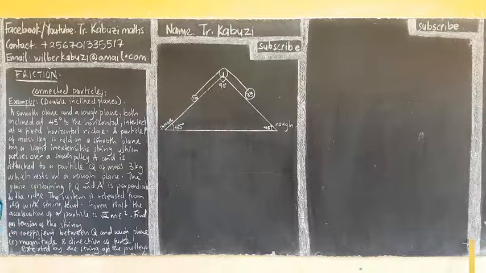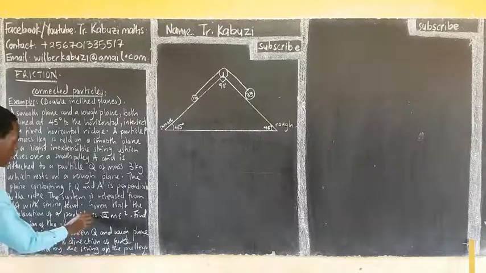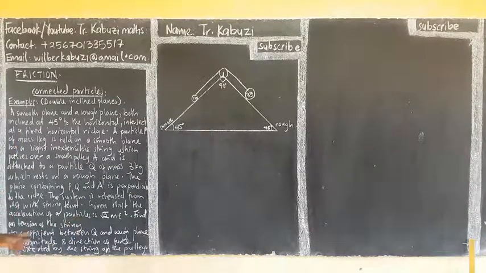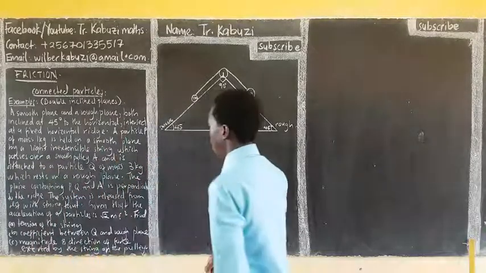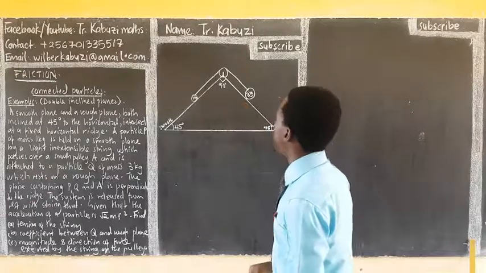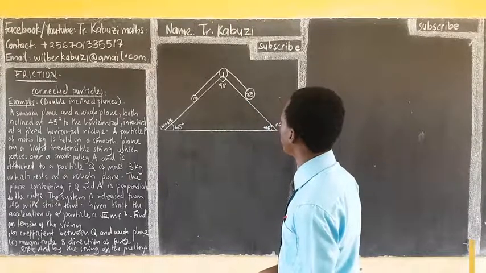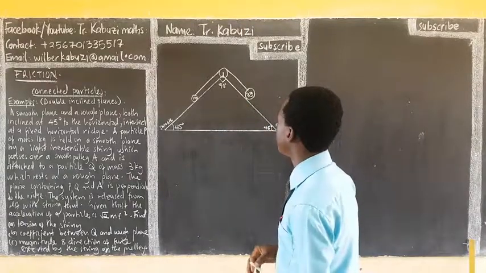The system is released from rest with the string taut. Given that the acceleration of the particles is root 2 meters per second squared, find the tension in the string, the coefficient of friction between Q and the rough plane, then the magnitude and direction of the force exerted by the string on the pulley. Okay, so that's what we have basically in our sketch.